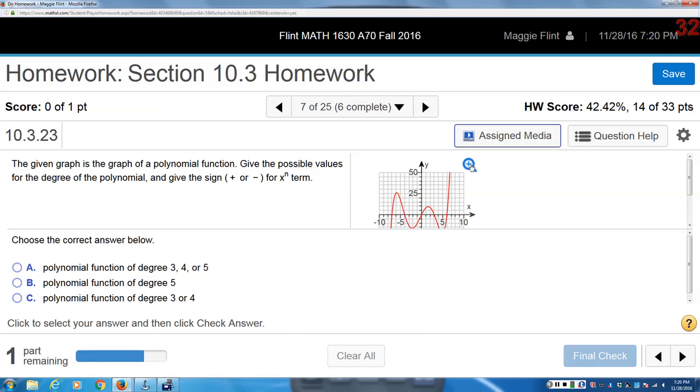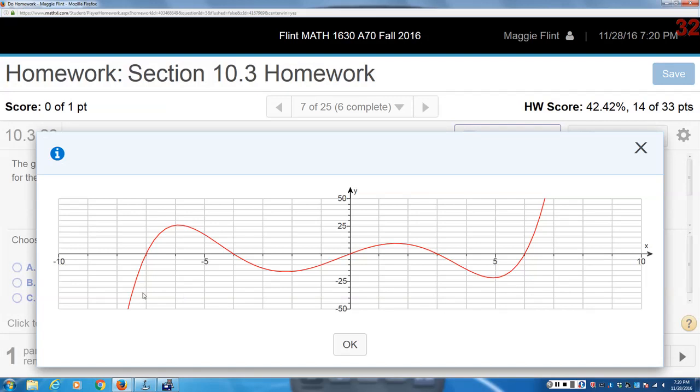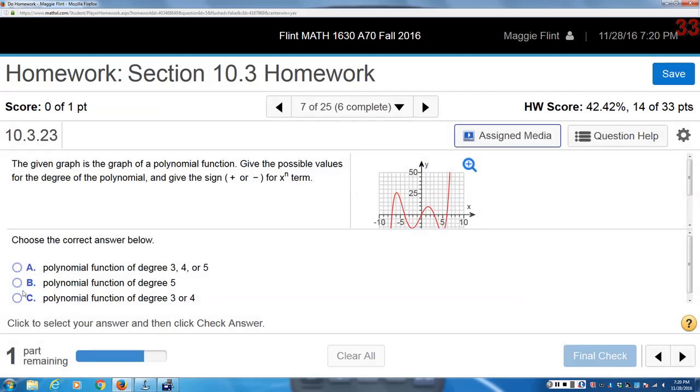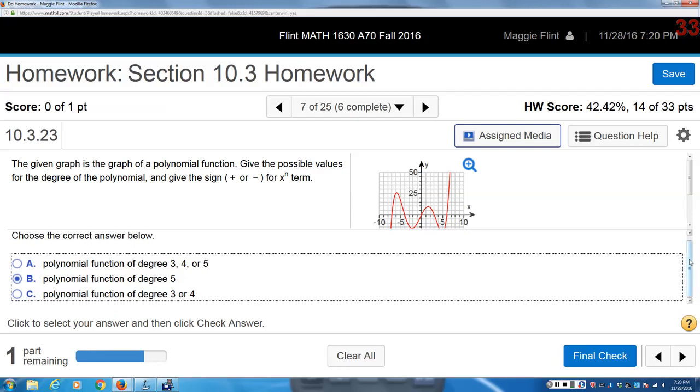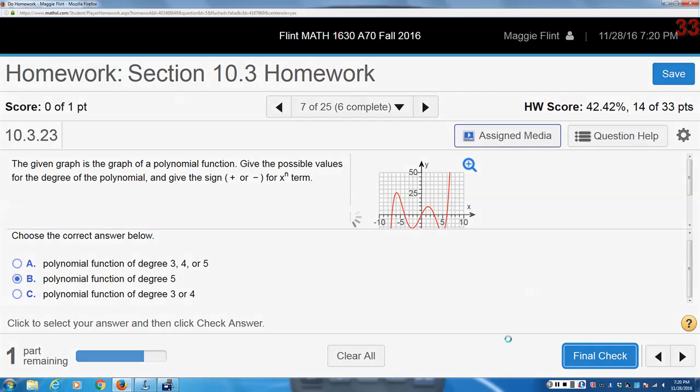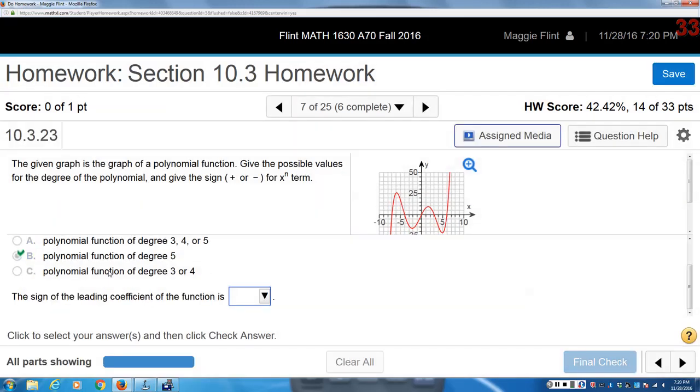Okay, here's our graph. It goes from down to up, positive A. 1, 2, 3, 4, so 5 is the lowest it can be. It's gonna be 5, it's gonna be even. So it can't be 4. Degree 5 is the only choice that makes any sense. And check your answer and it says yes, that's a 5th degree equation. Now it says, what's the leading coefficient? Positive, right hand's up.